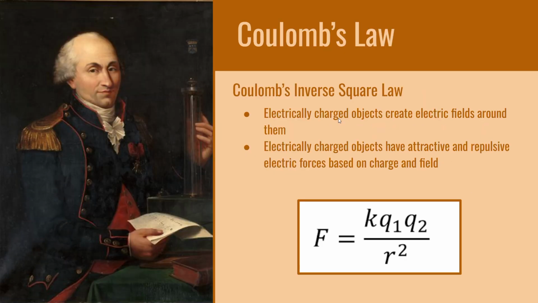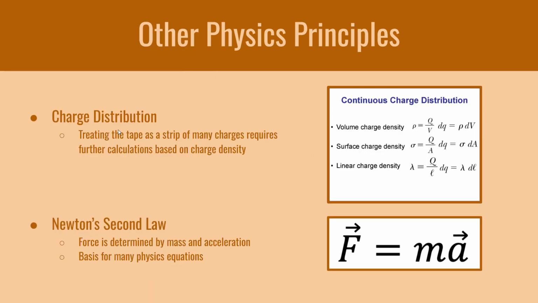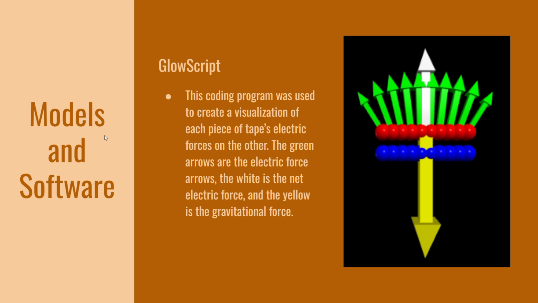Behind this, we have Coulomb's law at work, which just is the basis for all of the electricity stuff, the electric fields and electric forces. And there's the formula right there. And then a little bit deeper, we have charge distribution. Not all of these are required for this lab in particular, but basically those formulas are how we account for multiple charges rather than single point charges. And then we have Newton's second law, which is important for gravitation, and it's kind of the basis behind everything as well. For the models and software, GlowScript was used to create the model you saw before.